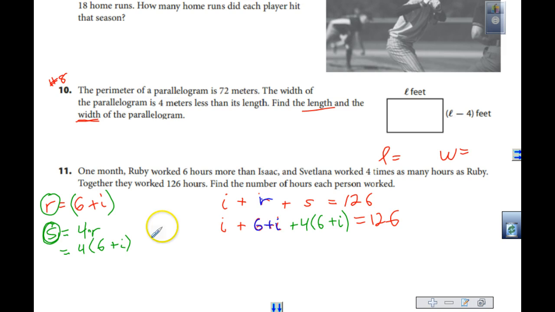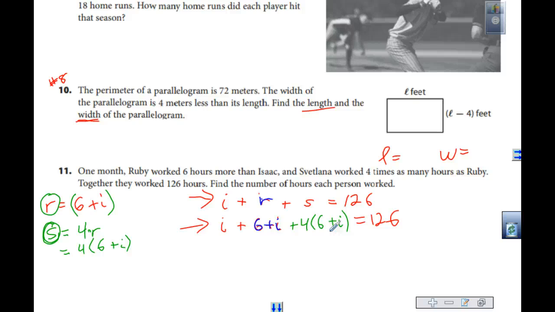So it's really difficult to read this and go straight to this thing right here. You really have to start off here and say, once I knew that Ruby was 6 more hours than Isaac, I can really see, I want everything to be using Isaac's hours worked. And then this one, yes, go through and solve.